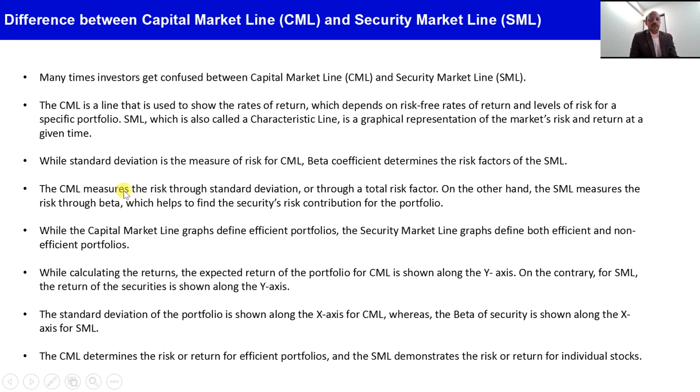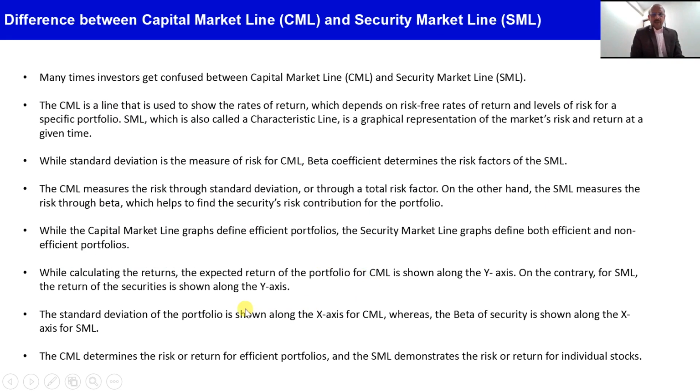Since standard deviation is used in the CML, it is a measure of total risk, whereas beta is used in the SML, which only takes into consideration systematic risk, or the security's risk contribution to the portfolio only to the extent of systematic risk. So it doesn't take the total risk into consideration. Similarly, the CML graph reflects only efficient portfolios on that line, whereas the security market line will reflect both efficient and non-efficient portfolios on its line.